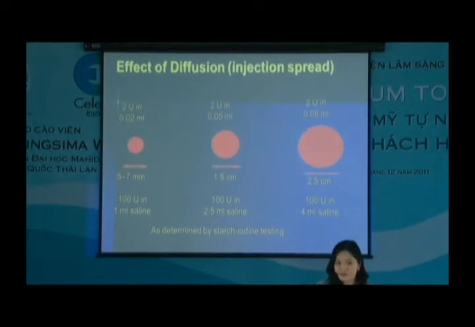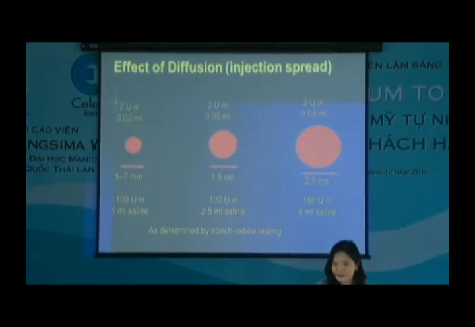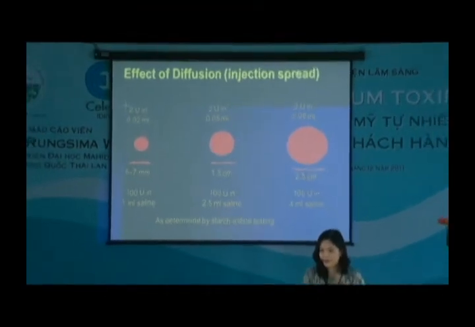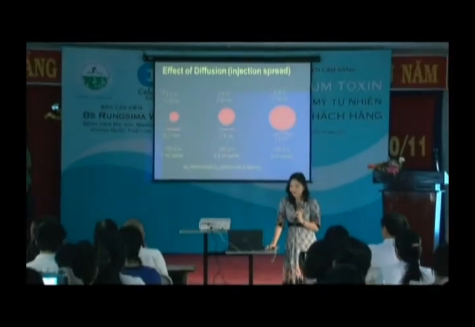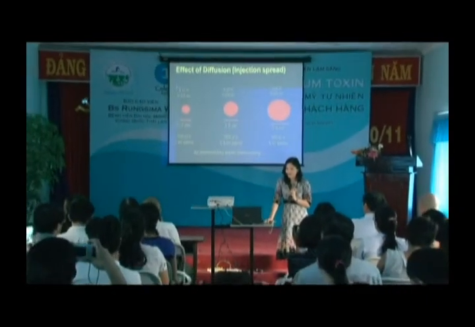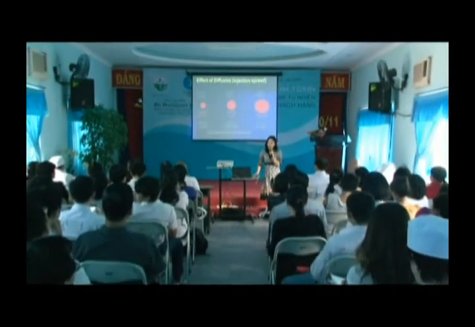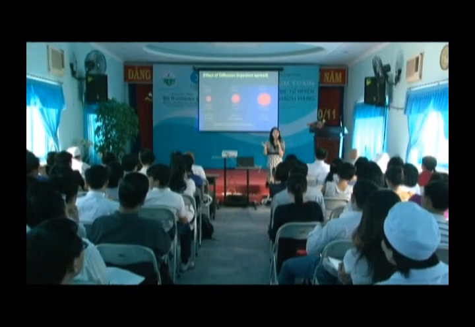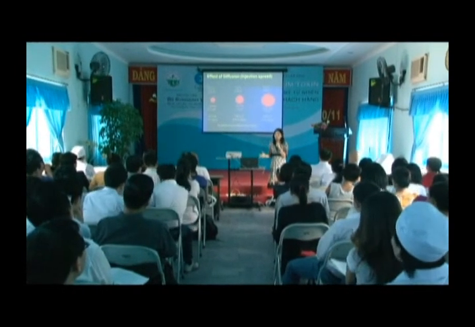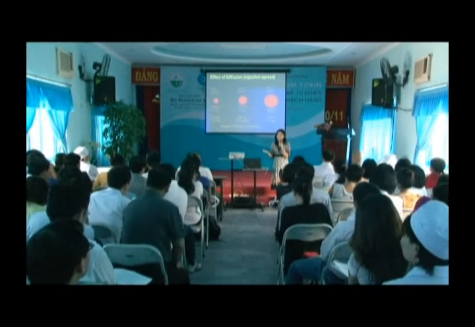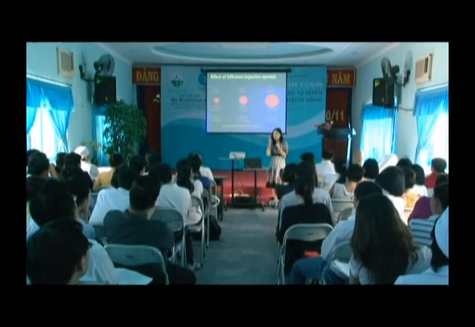Cho nên khi chúng ta mà pha chỉ mà 2 đơn vị trong 0,02 ml, thì cái khu vực mà phát tán ra sẽ rất là nhỏ. Trong khi chúng ta pha 2 đơn vị trong 0,08 ml, như là cái khu vực phát tán sẽ rộng hơn. What is the important thing of focusing on this issue? Cái điểm quan trọng của cái vấn đề này.